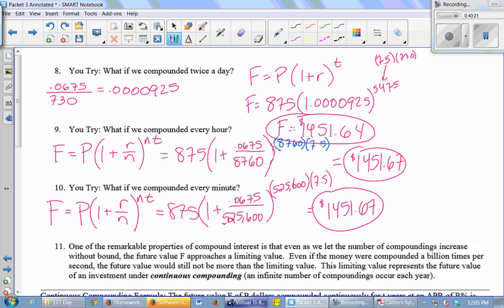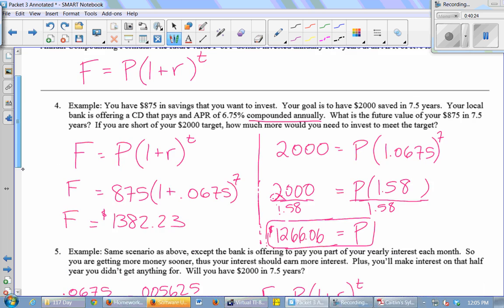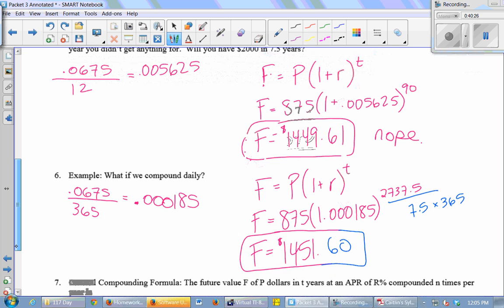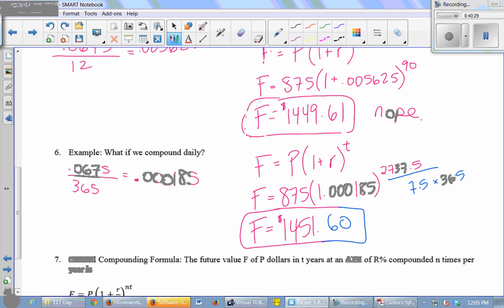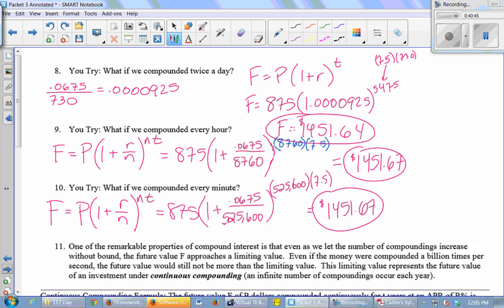So hopefully the lesson we've learned here is that the more frequently you compound, the more money you get, right? So when we compounded monthly, we got $1,449.61, and then we jumped to daily, we made an extra $2, which doesn't seem like that much, right? $2. But then when we compounded twice a day, hourly, every minute, from twice a day to hourly, we made an extra 3 cents. And from hourly to every minute, we made nothing. We made fractions of a penny.